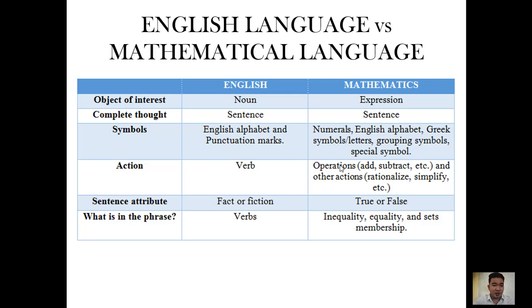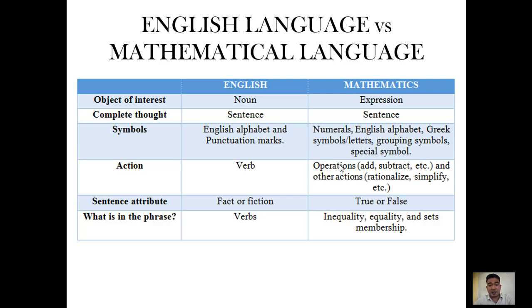Object of interest, complete thought. For object of interest, for English we have noun. For mathematics, we call it expression. Complete thought, in English, we call it sentence, and in mathematics, we also call it sentence. Symbols: in English, we use the English alphabet and the punctuation marks. In mathematics, we use numerals, the English alphabet, Greek symbols or letters, the grouping symbols and special symbols. And then for action, in English, we use the verb. For mathematics, we use the operations: addition, subtraction, multiplication, and division.